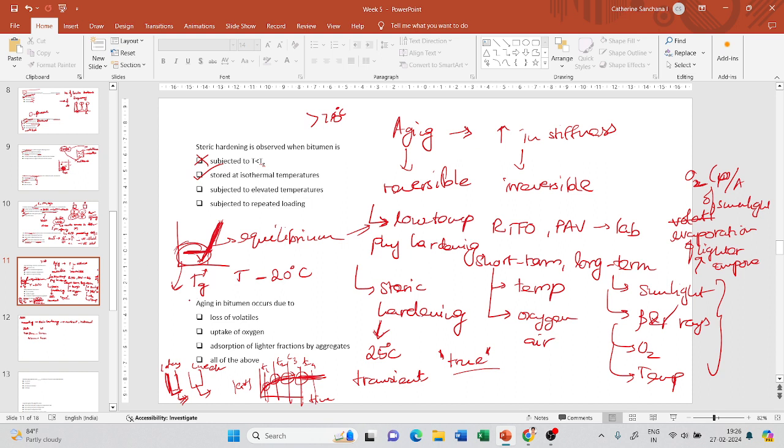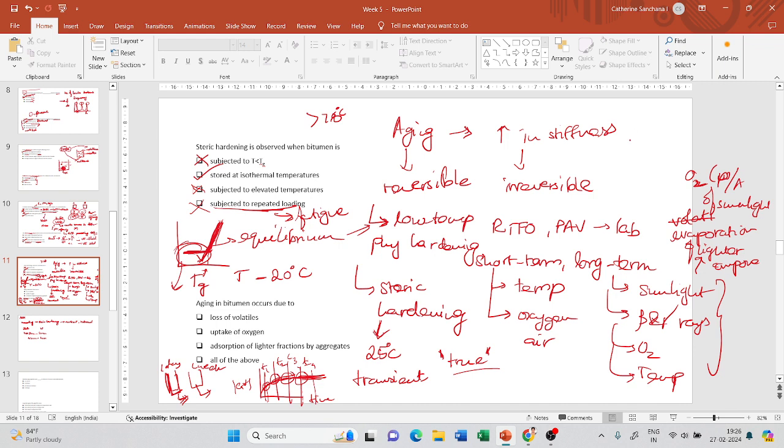So when it is subjected to elevated temperatures, either it causes aging or it removes steric hardening, okay. Or when it is subjected to repeated loading. No, when you do repeated loading, you may observe fatigue in the material, but not steric hardening, okay. That is not the answer. So the answer to this is stored at isothermal temperatures. Next question is, aging in bitumen occurs due to what?